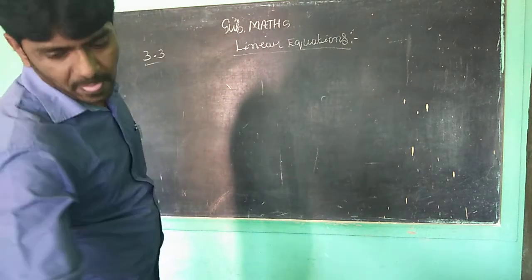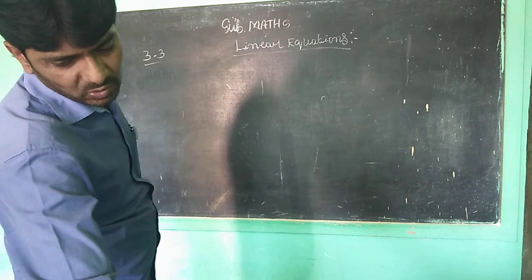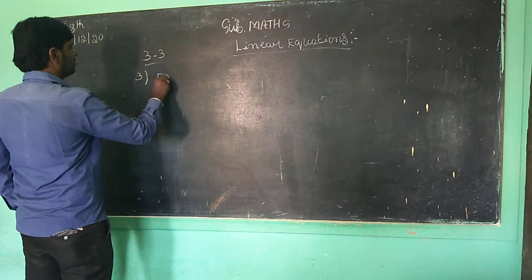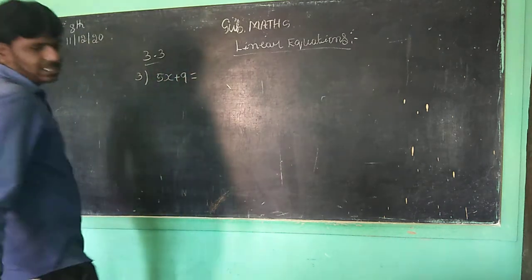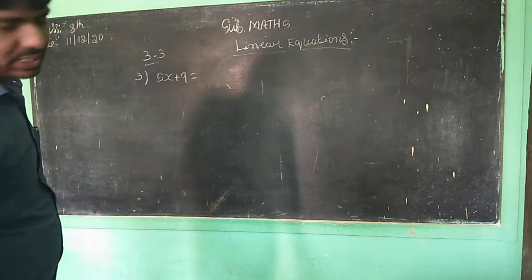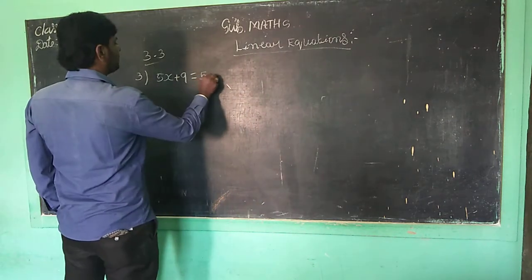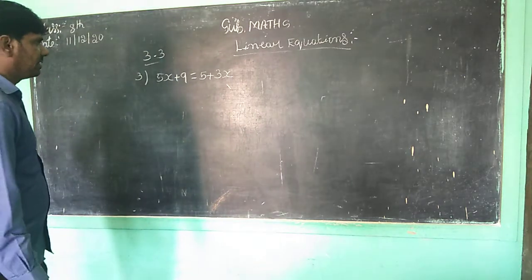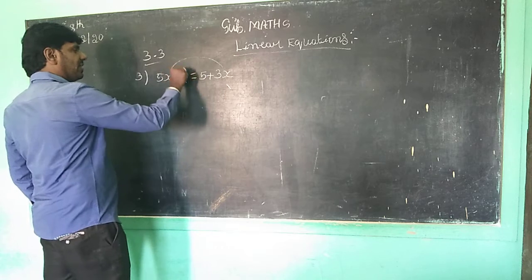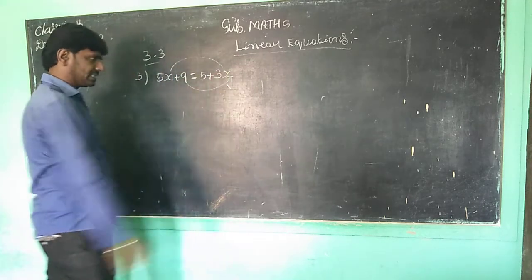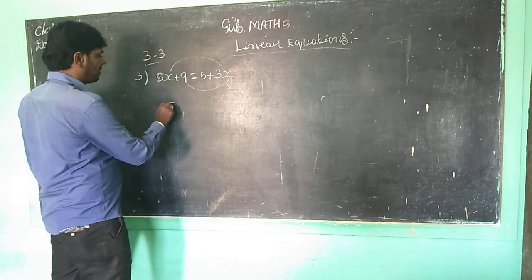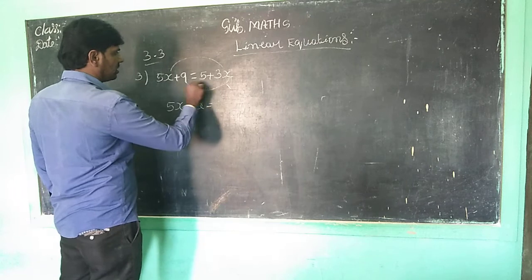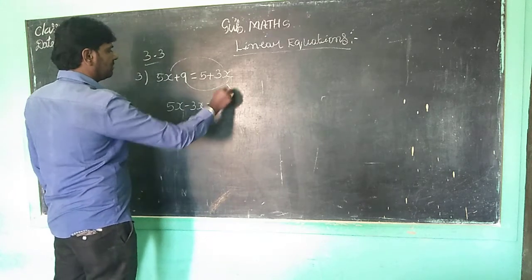What is the question, children? 5x plus 9 is equal to 5 plus 3x. Here also it is very simple. This 3x will transpose to the left hand side, and this plus 9 will transpose to the right hand side. 5x as it is, and this 3x will come to the left hand side as minus 3x, is equal to plus 5. This 9 will transpose to the right hand side.